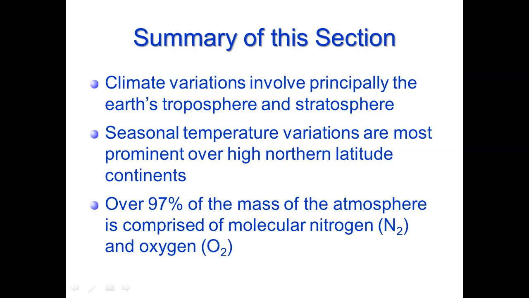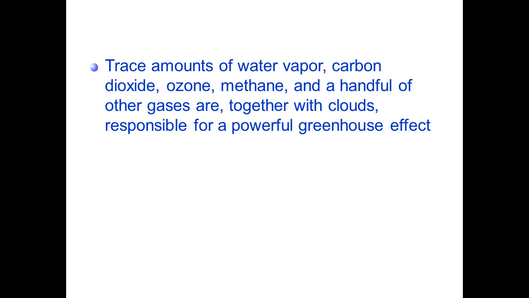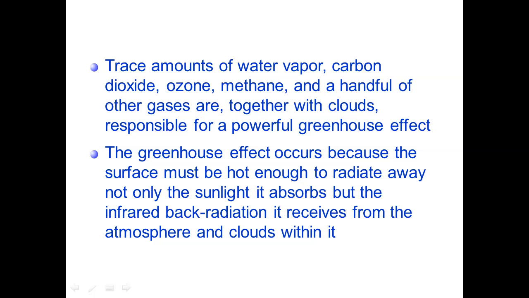Over 97% of the mass of the atmosphere is comprised of molecular nitrogen and oxygen, but trace amounts of other gases, particularly water vapor, carbon dioxide, ozone, and methane, together with clouds, are responsible for a powerful greenhouse effect that keeps the Earth's atmosphere and surface much warmer than it would otherwise be. This greenhouse effect occurs because the surface must get hot enough to radiate away not only the sunlight it absorbs, but the infrared back radiation it receives from the atmosphere and the clouds within it.